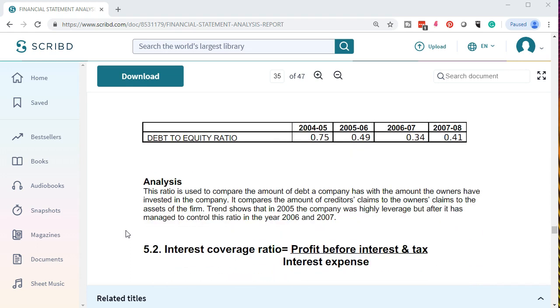If we consider the analysis we have, this ratio is used to compare the amount of debt a company has with the amount the owners have invested in the company. It compares the amount of creditors' claim to the owners' claim to the assets of the firm. Trend shows that in 2005, the company was highly leveraged, but after it has managed to control this ratio in the year 2006 and 2007. So we have the basic trend here.